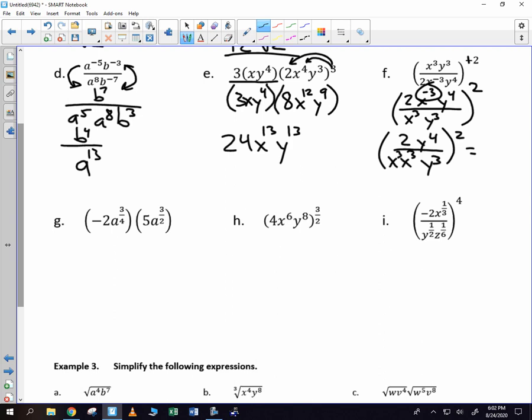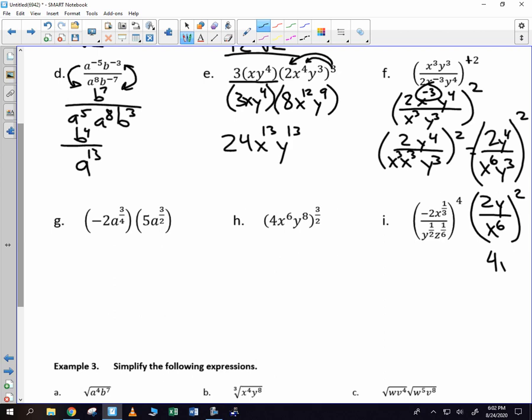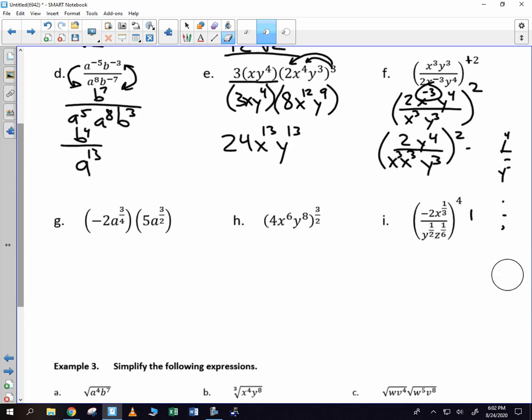So now we have 2y to the 4th over x to the 6th, y to the 3rd, still squared. Some of you might like to take the y to the 4th over the y to the 3rd and get 2y over x to the 6th quantity squared. And now if we square it, 4y squared over x to the 12th. Those are some good examples.